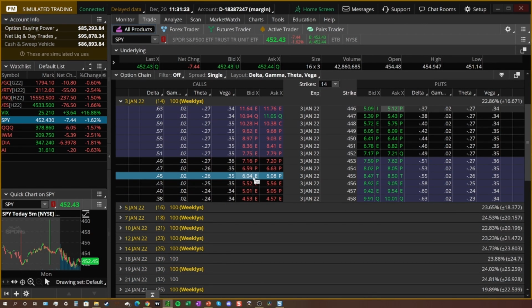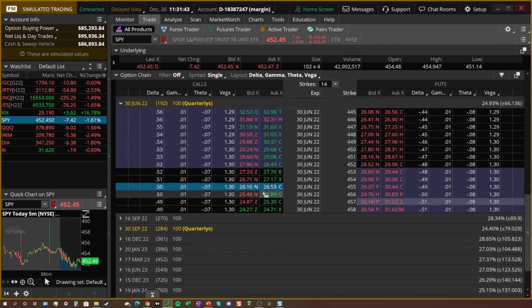Okay, so one quick thing before we continue to analyze. Let's say we are going to sell this 455, the one we have highlighted. We'll sell this for roughly $6 per share, so that would be $600. And then we'll buy this 455 out 6 months, and we'll buy that for roughly $26.50.